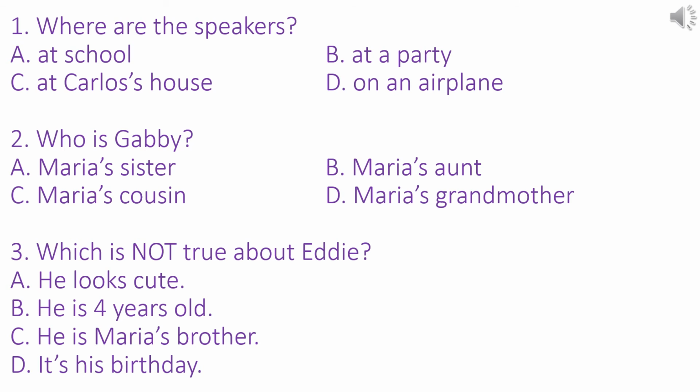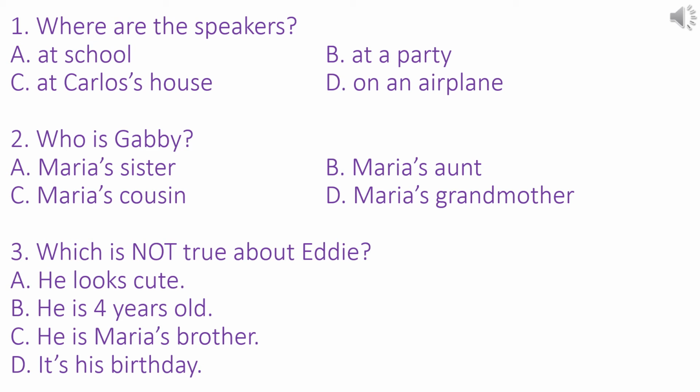Before listening to the dialogue, let's read first the questions and the choices. Number 1, where are the speakers? Based on the dialogue, you have to imagine where they are. Letter A, at school. Letter B, at a party. Letter C, at Carlos's house. And letter D, on an airplane.